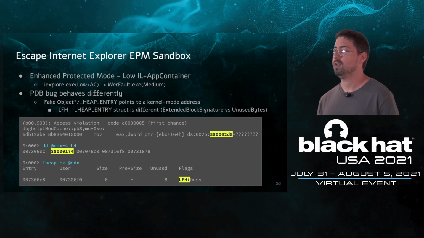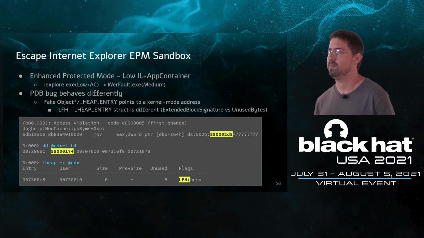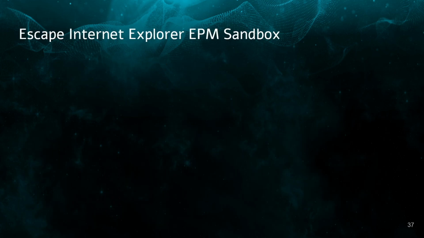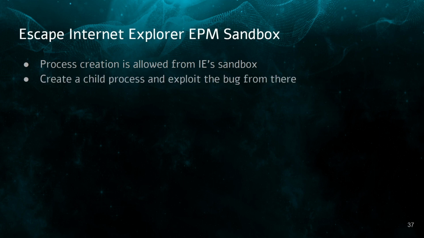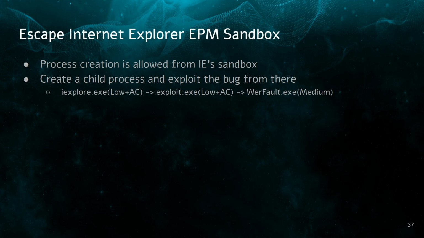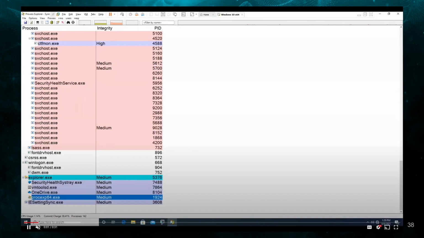So my original thought was that maybe I'd exploit another PDB parsing bug to exploit the Enhanced Protected Mode sandbox. But then I found out that I am allowed to create child processes from the Internet Explorer sandbox. They would still run under AppContainer, but this is sufficient for me. And all I had to do was to chain a proxy process in the middle. Internet Explorer would run it, and then that process would crash, and I simply trigger the bug the same way. And this is the final demo for this talk, showing this actually works.